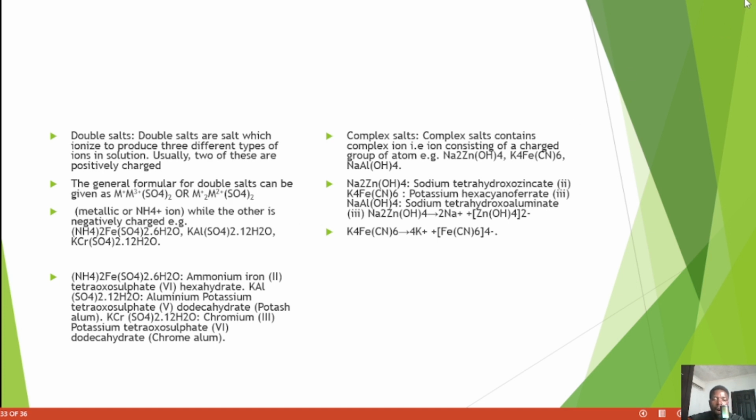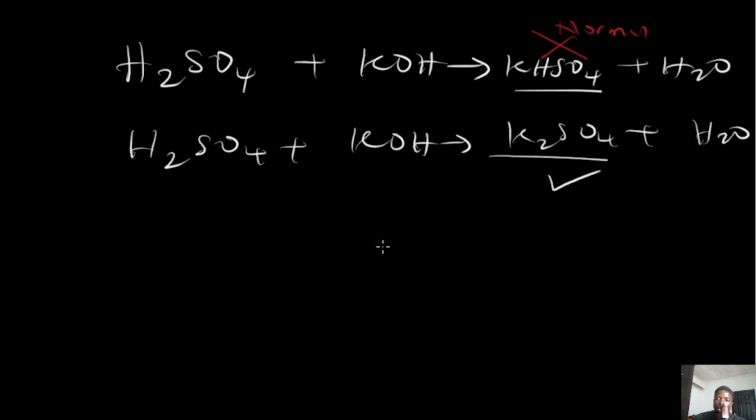So let's go to our writing screen. So if we take this out, as I said, there are 3 ions, and out of those 3 ions in a double salt, you have to have 2 positive ions. That's why we have a positive ion which is univalent, another positive ion which is trivalent, and then in most cases let's consider SO4 in this case.